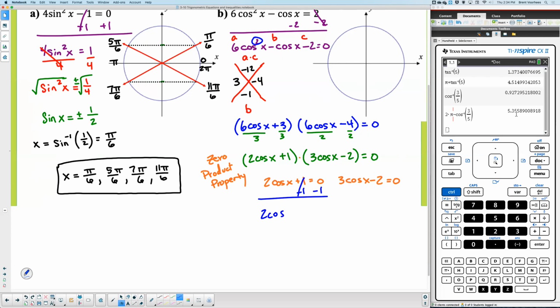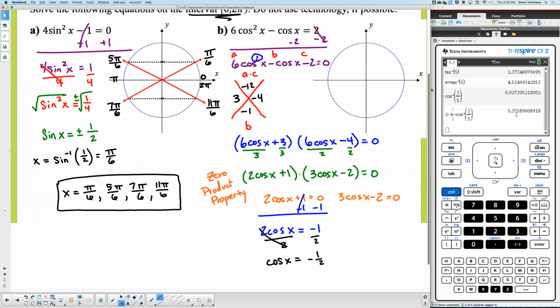So 2 cosine x equals -1. Divide by 2. Now this will get us on the unit circle finally for the first time. Cosine x has to be equal to -1/2. So cosine on the unit circle is what variable?